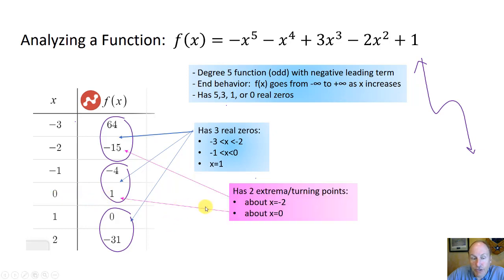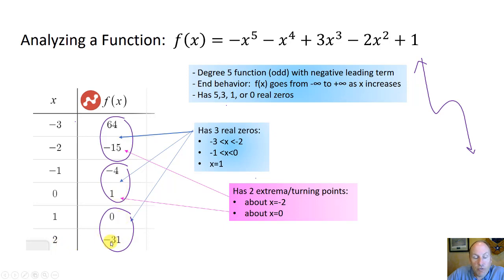Finally, we know it has 2 turning points, and it's a degree 5 function. So it could actually have as many as 4, but in this case, it only has 2. It has one that occurs somewhere around x equals -2. Why? Because -15 is quite a bit smaller than the numbers around it. It also has a turning point at about 0, 1 because 1 is much bigger than the numbers surrounding it.